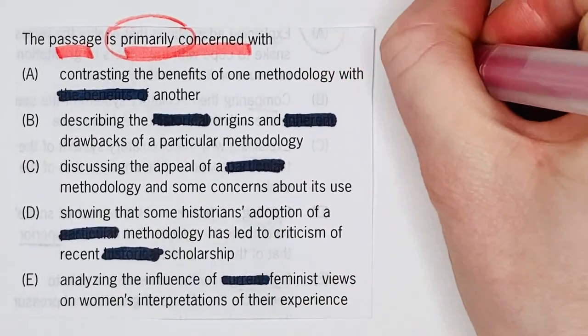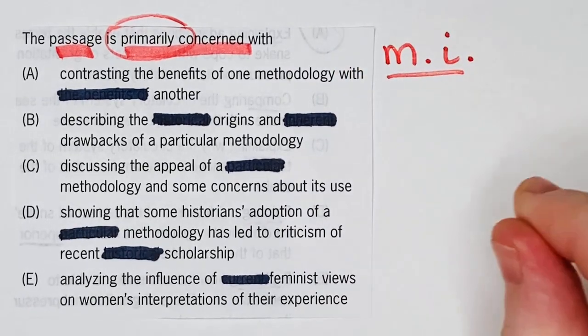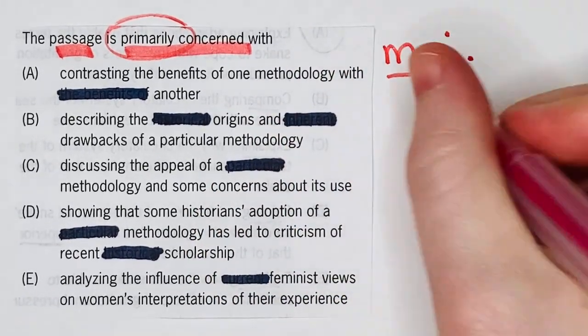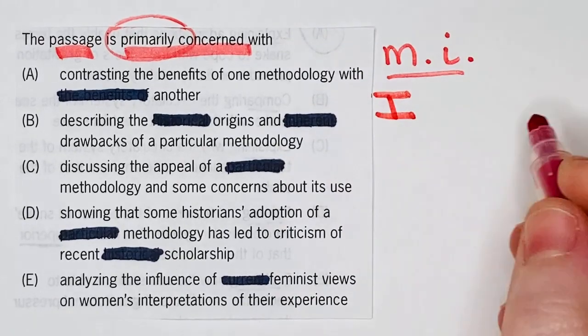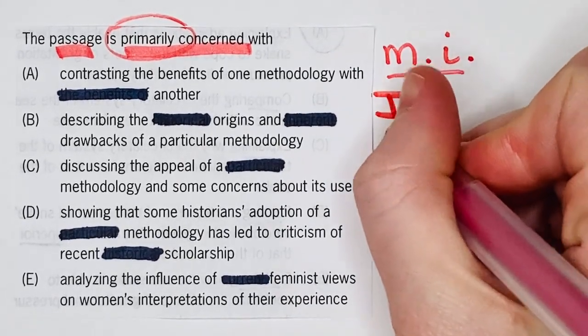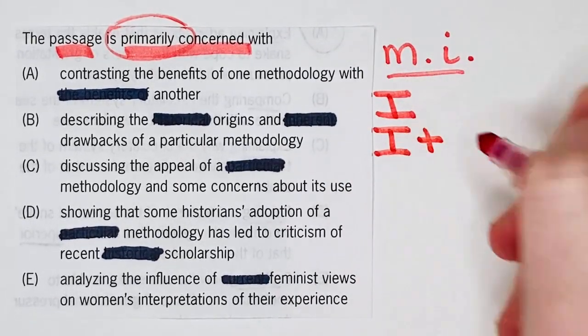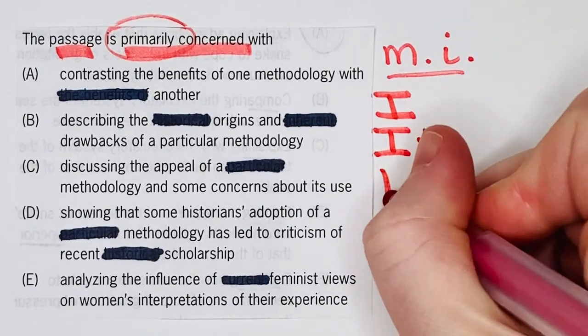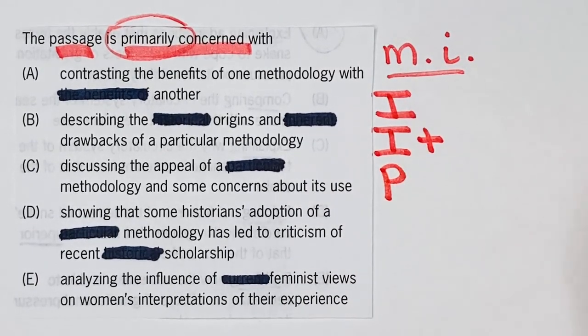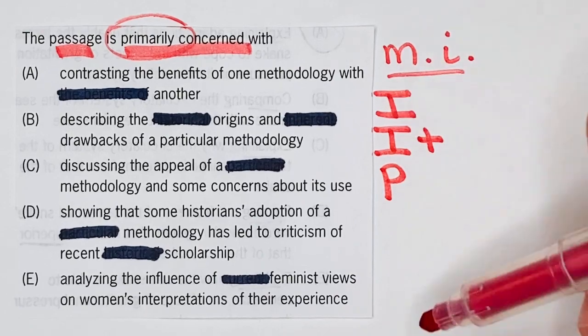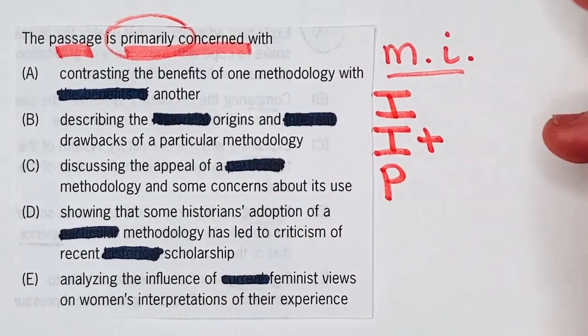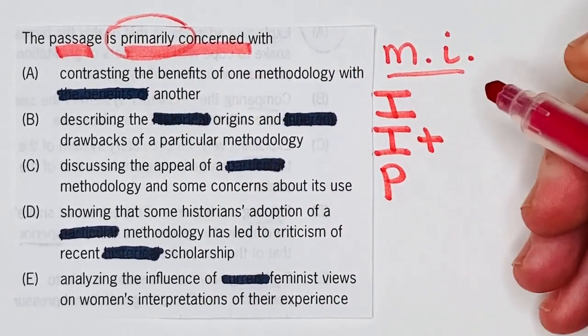With main idea questions, one of the things to consider is that there are three kinds of passages. There are passages that are purely informational. There are passages that are informational and have a little bit of opinion. And then there are passages that are purely persuasive. So what you need to do when you read a passage is determine which of the three types it is.